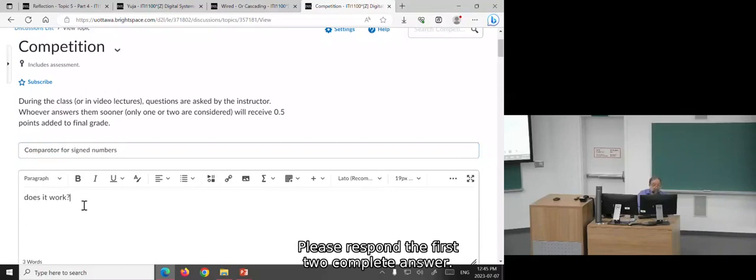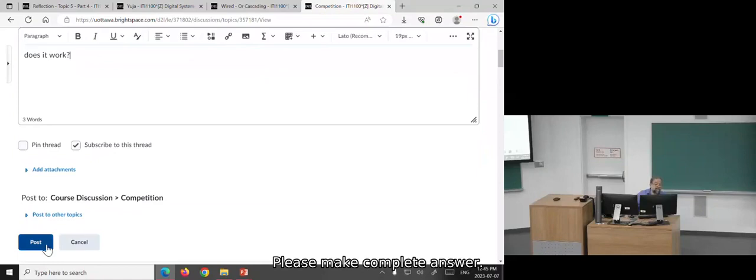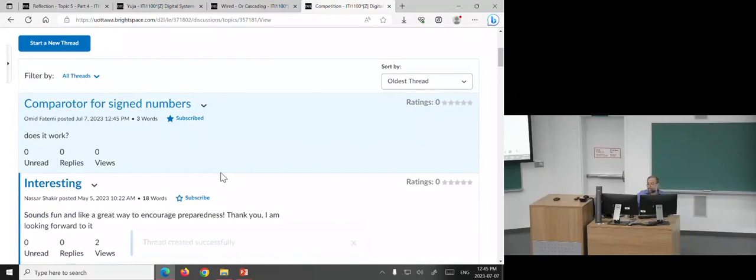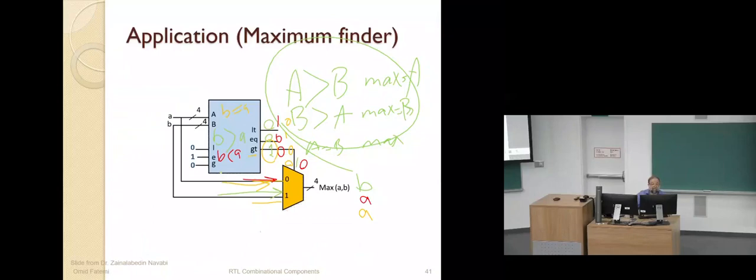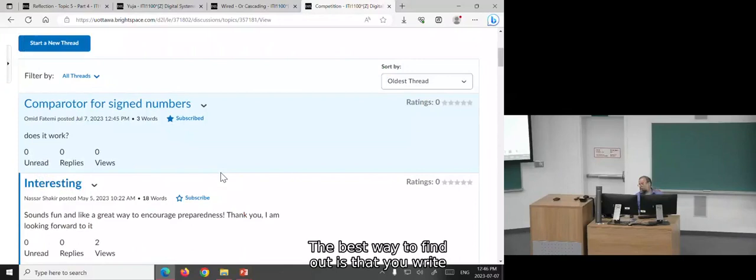The first two, complete answer. Please make a complete answer. The best way to find out is to write two numbers for yourself, two signed numbers, and then use the circuit to see if it works or not. Very fast. Two example numbers, signed numbers, and then compare them.